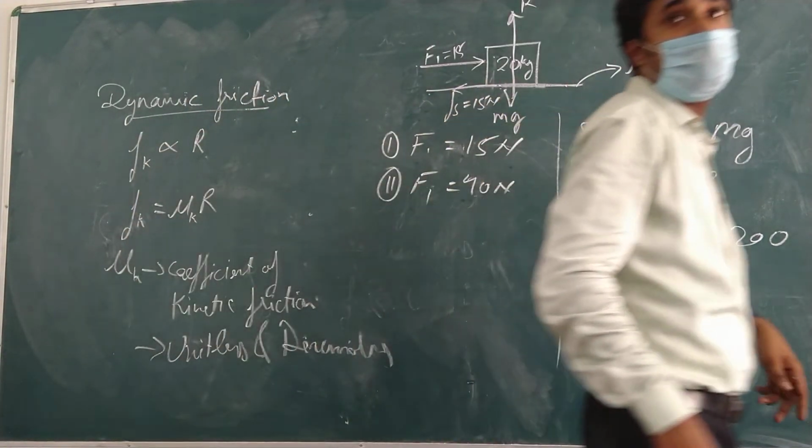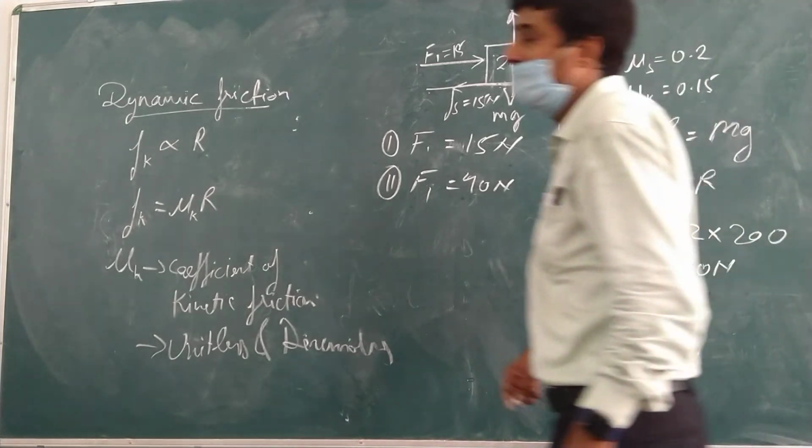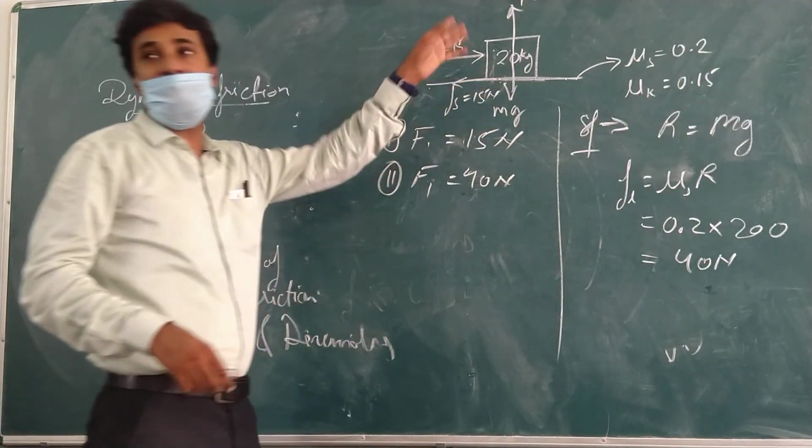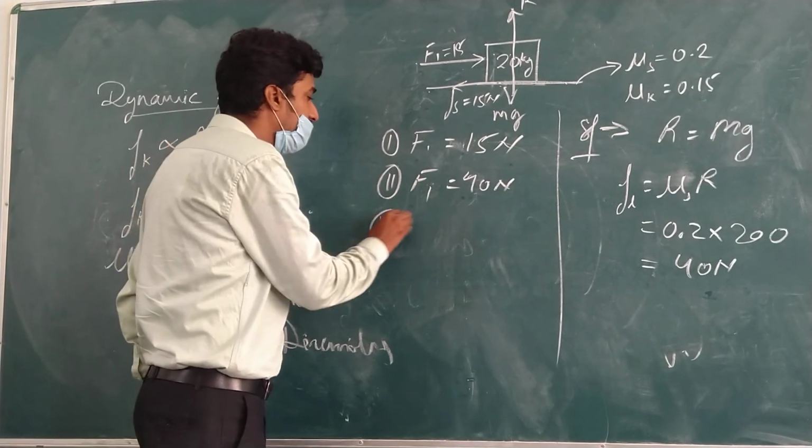The next case, 40 Newton. Now in this case, you have already calculated the limiting friction on this particular body. It will be 40 Newton. So in this case also, the net force on the body will be 0. Acceleration will be 0.